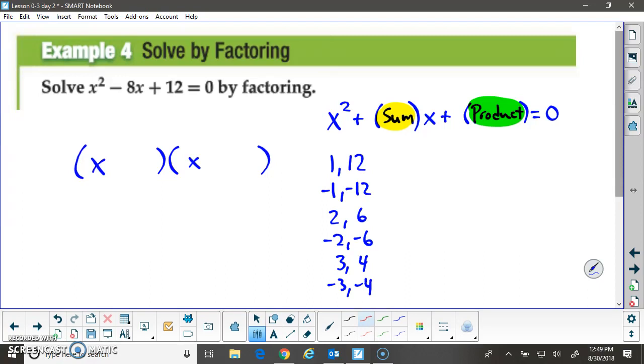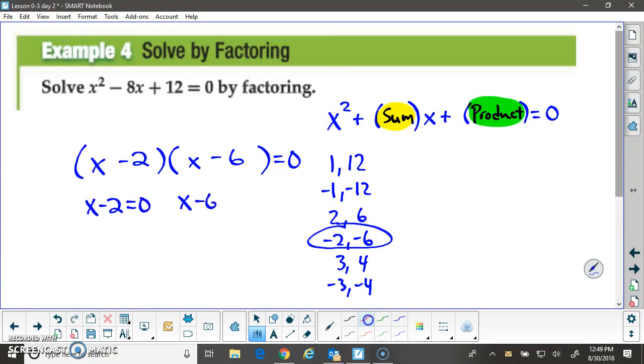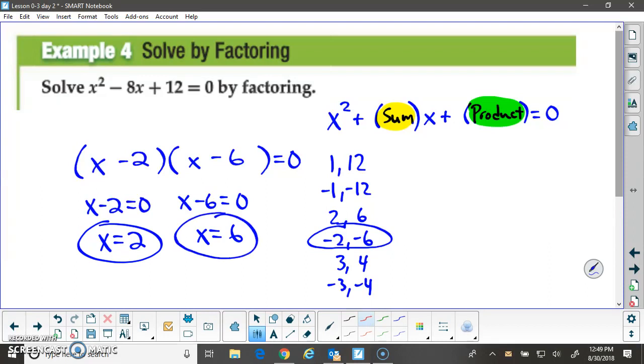If you consider all those options, there's only one that multiplies to give you 12 and adds up to give you -8. So your factoring looks like this: x minus 2 and x minus 6, still equal to 0 here. So we factored it, but now we have to continue to solve it. We set each factor equal to 0 and continue to solve. We get x equals +2 and x equals +6. Those would be the two solutions for this problem, which if we were to graph that function, we should see two x-intercepts, and they would be at 2 and 6.